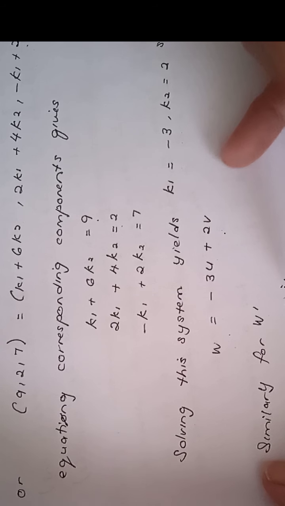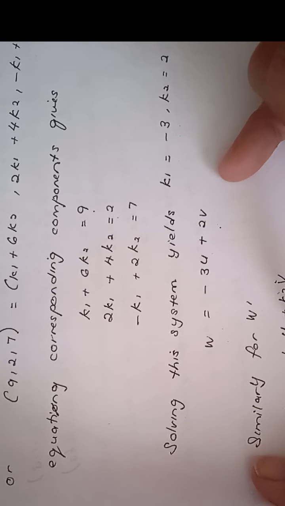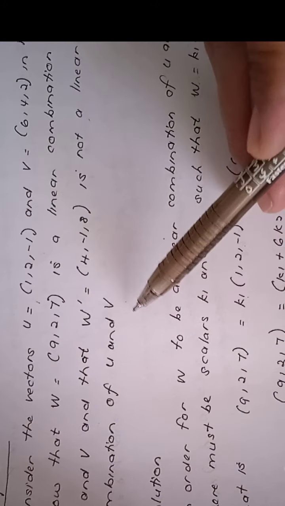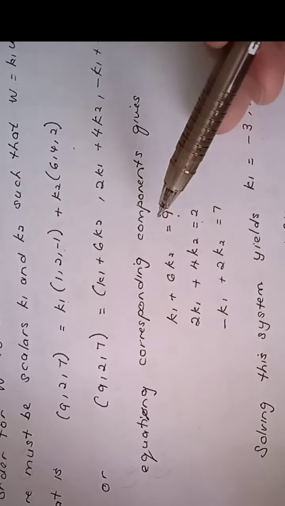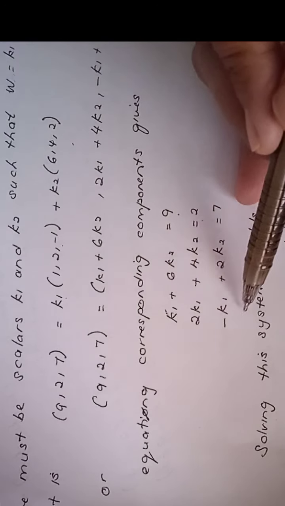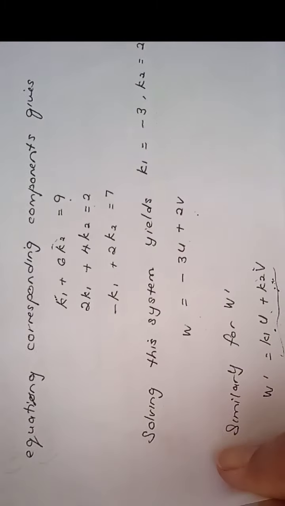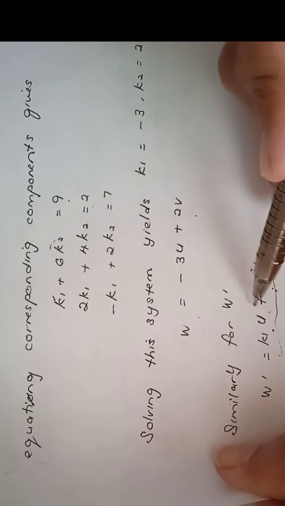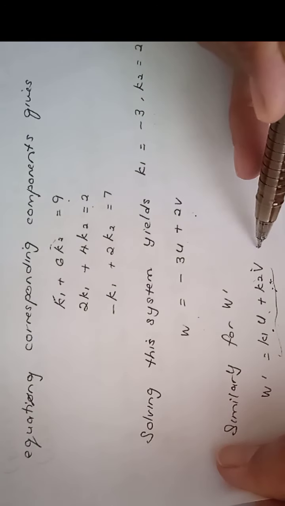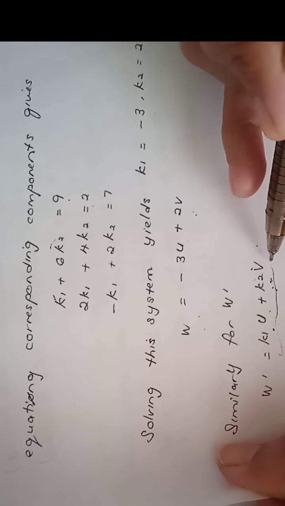If you are able to get the values for k1 and k2, then we say that it is a linear combination. If you are not able to find k1 and k2, therefore we say that w prime is not a linear combination of u and v. So you try to find whether there is a solution for the system of equations, whether you get an answer for k1 and k2.